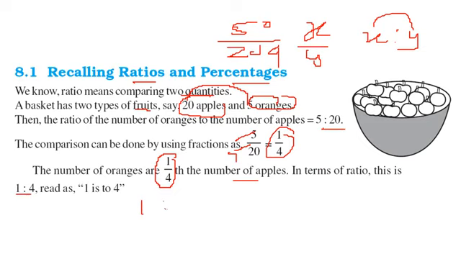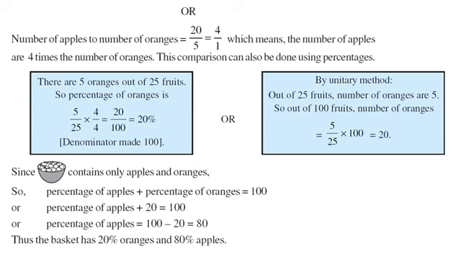This colon is spoken as "is to." So 1 is to 4. You can also say that the number of apples to the number of oranges is 20 by 5, that is 4 by 1, which means the number of apples is 4 times the number of oranges. And this comparison can also be done using percentages.